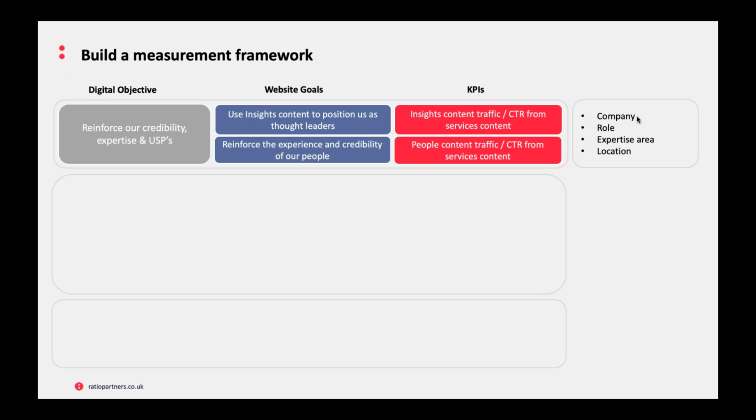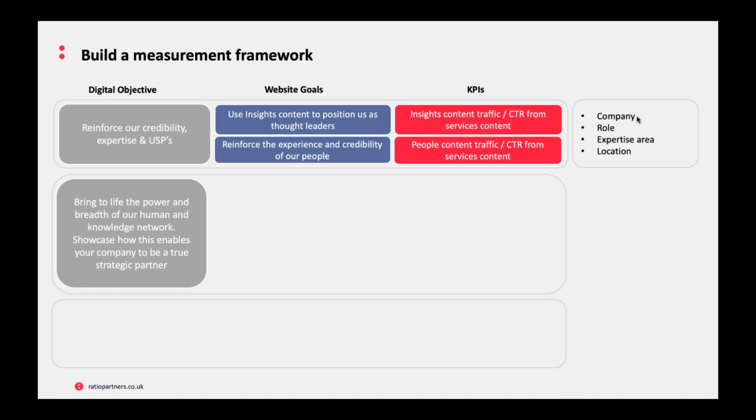So, for example, digital objectives, identify these. It could be around personalization being used to reinforce our credibility or highlight our expertise or USPs. If that is your objective, ask yourself what are the website goals which correspond to those objectives. For example, we're looking to reinforce the experience and credibility of our people. If perhaps you're a law firm where you sell the expertise within your business, and what KPIs sit around that so we can actually measure the impact. It can be things like the click-through rate from services content or engagement with people content and traffic off the back of that.